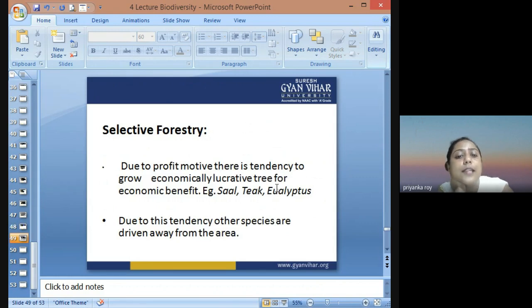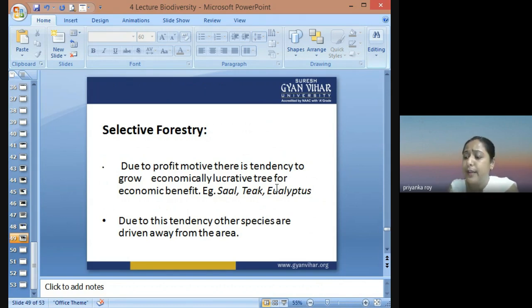Now, then we have selective forestry, which again will be a danger to biodiversity, like only growing sal tree, teak tree, or eucalyptus will threaten the natural vegetation of that region, because eucalyptus is not a part of the natural vegetation of our country. Similarly, teak and sal, although they are part of the vegetation, but only selective forestry will put the ecology into a disbalanced position.